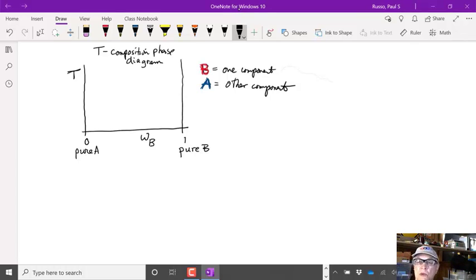B and A can be almost anything. B could be benzene and A could be alcohol, right? Or B and A could both be polymers, different polymers. Maybe one is styrene, the other is butadiene. Could be that B is a polymer and A is some solvent for the polymer, at least at some temperature. Otherwise, this wouldn't be very interesting.